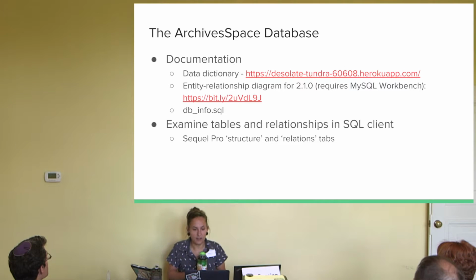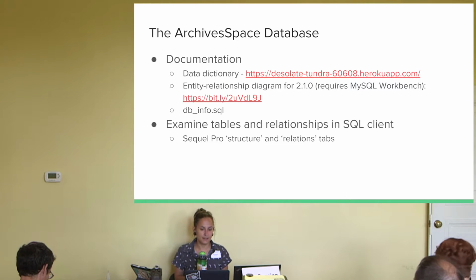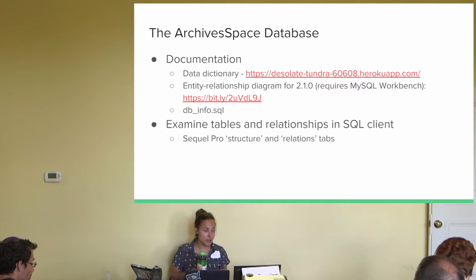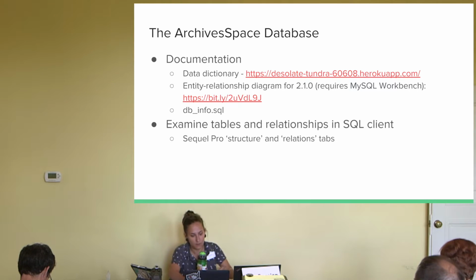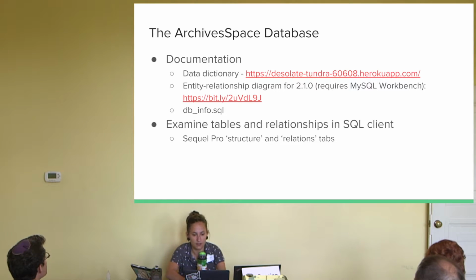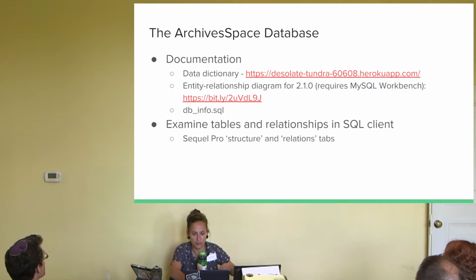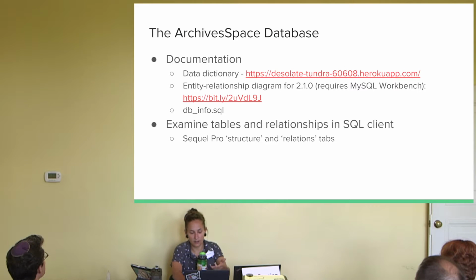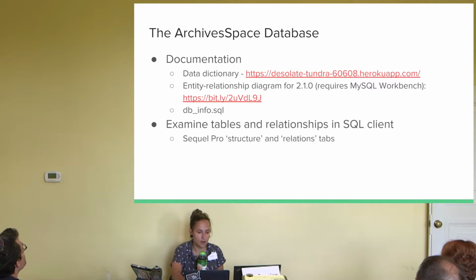The ArchivesSpace database can be kind of nebulous. It can be difficult to figure out because there's not a ton of documentation, but this is really improving. Recently there's been a data dictionary created. Let me see if I can pull it up. Actually, I don't have an internet connection, but I opened this last night. So this lists all of the tables and the columns and then descriptions and example data for each one. This is really useful for figuring out what columns are in each table.